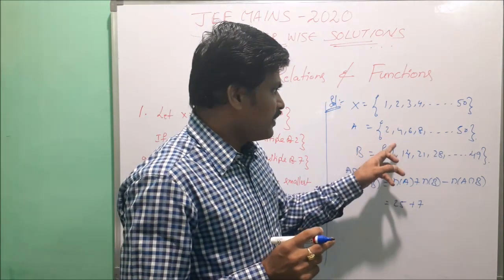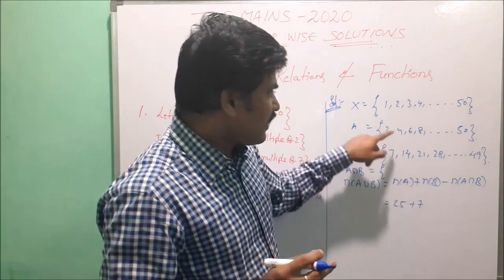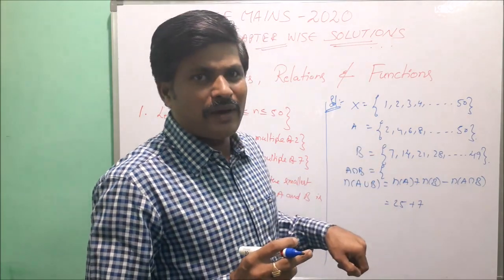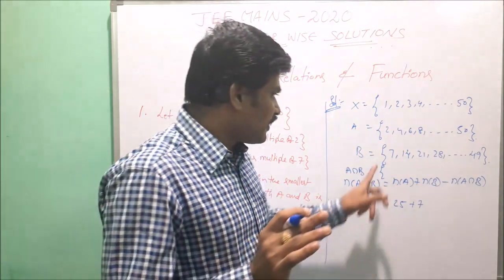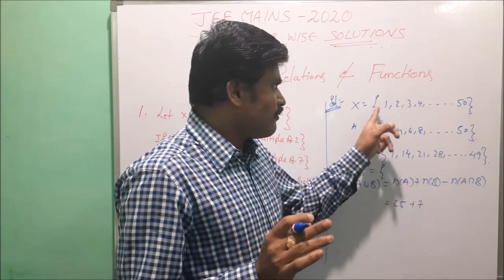Here, first we find the LCM of 2 and 7. Here 2 and 7 are co-prime numbers. Now the LCM of 2 and 7 is 14. Now we take multiples of 14 from 1 to 50.